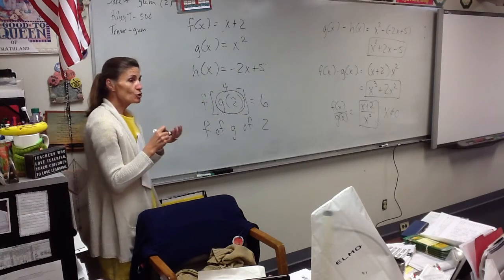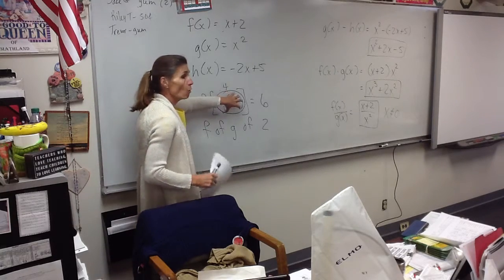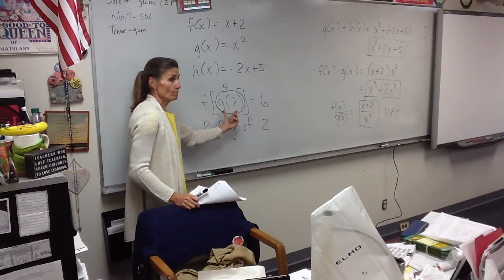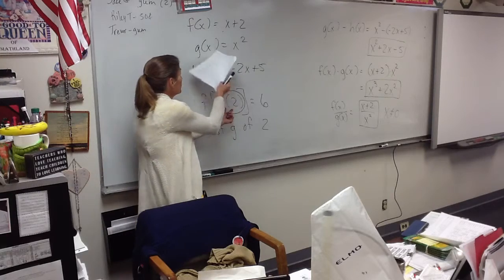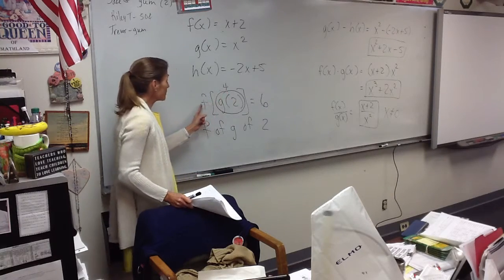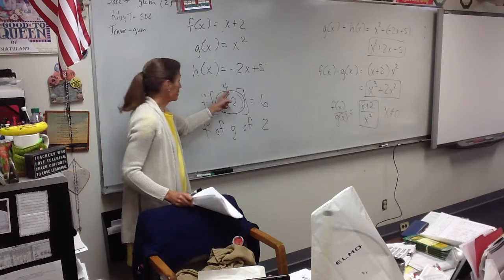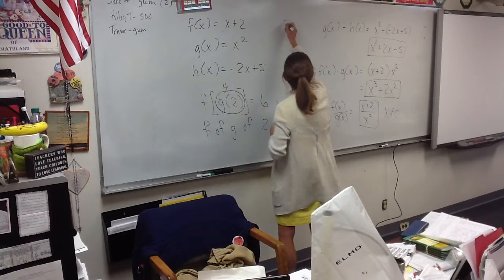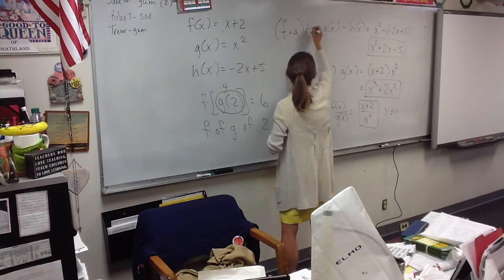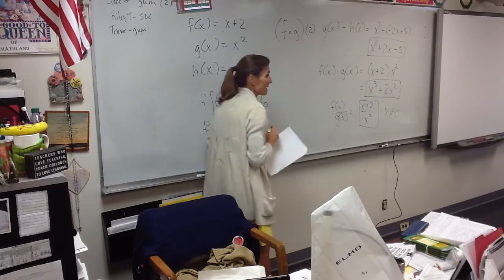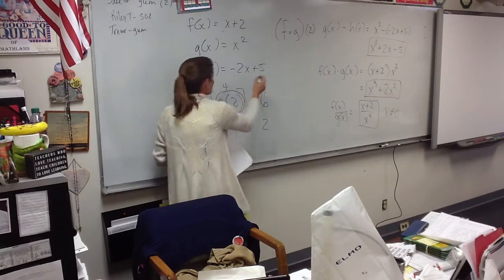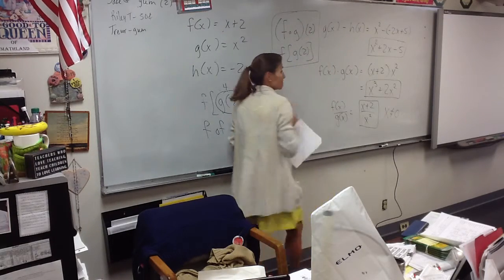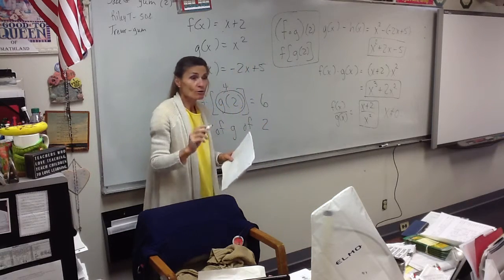We did that in 2 separate steps. Always start with the letter that's closest to the number. So we find g of 2. G of 2 worked out to be 4. So then we found f of 4, which worked out to be 6. This notation, kids, is exactly the same. This is 2 different ways of writing the same problem. These are the same. Use whichever notation you want.